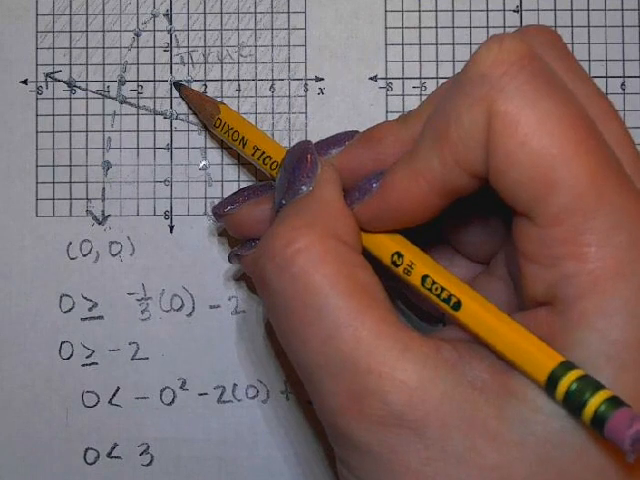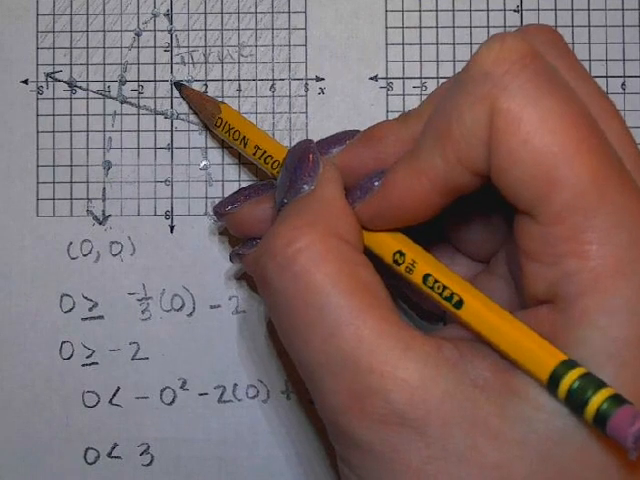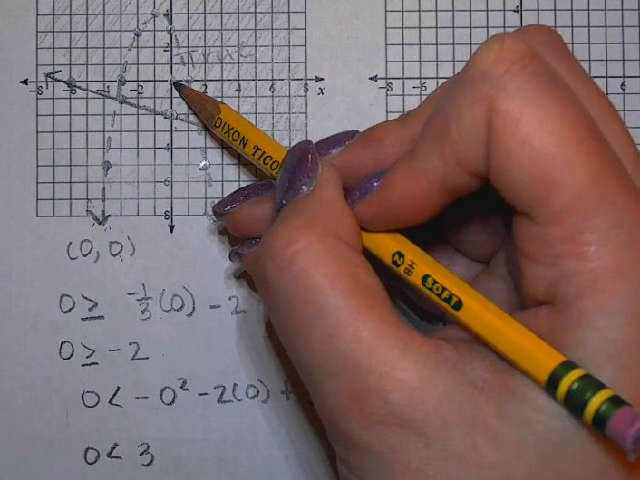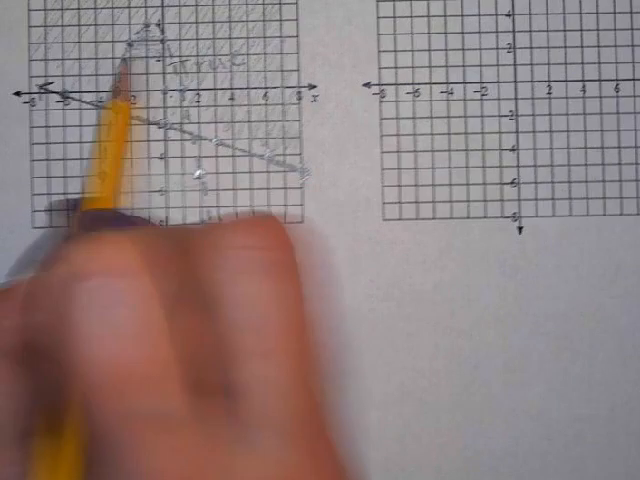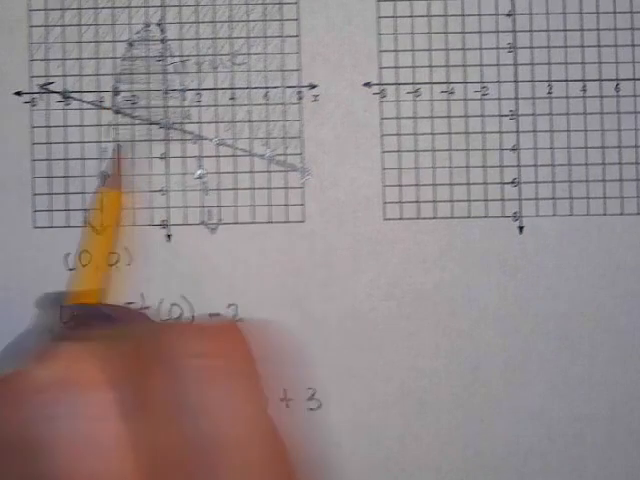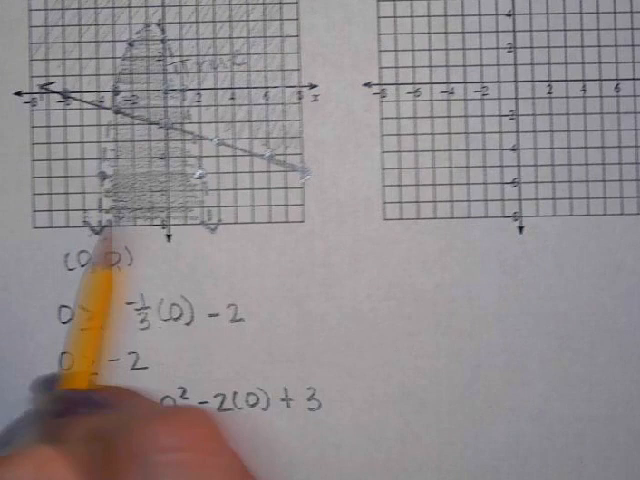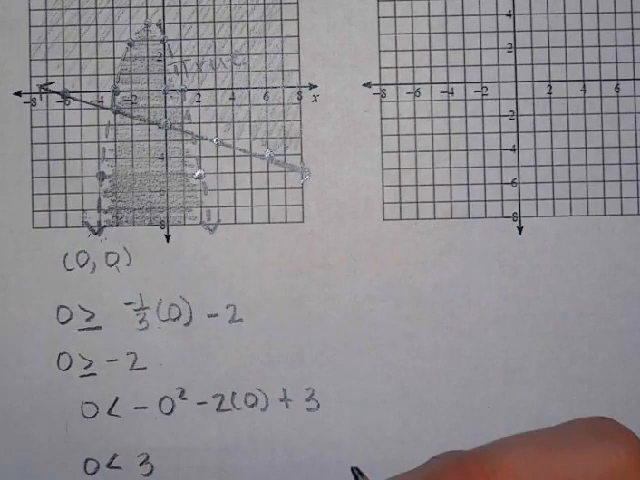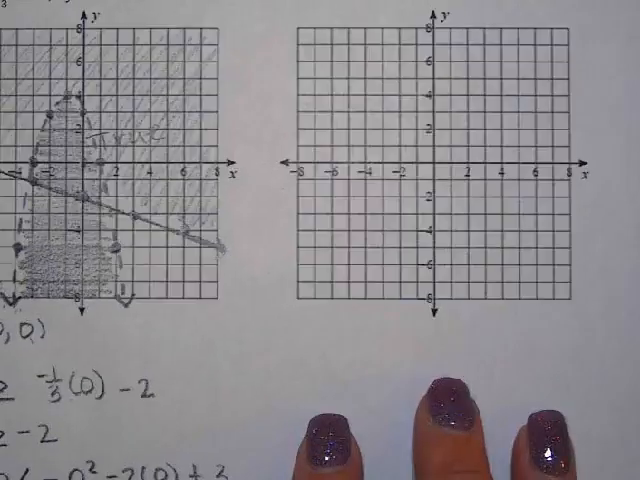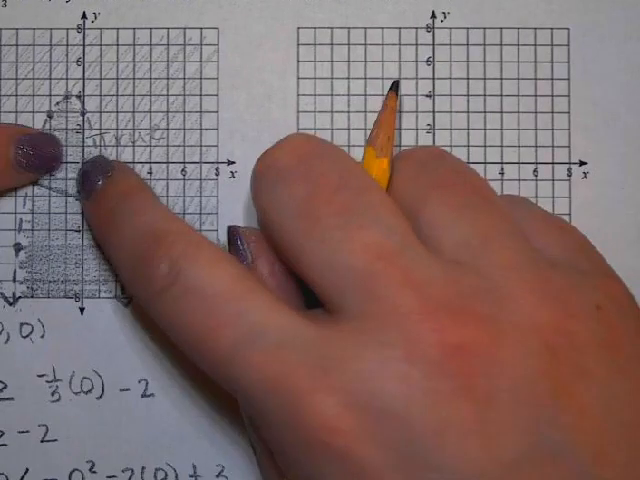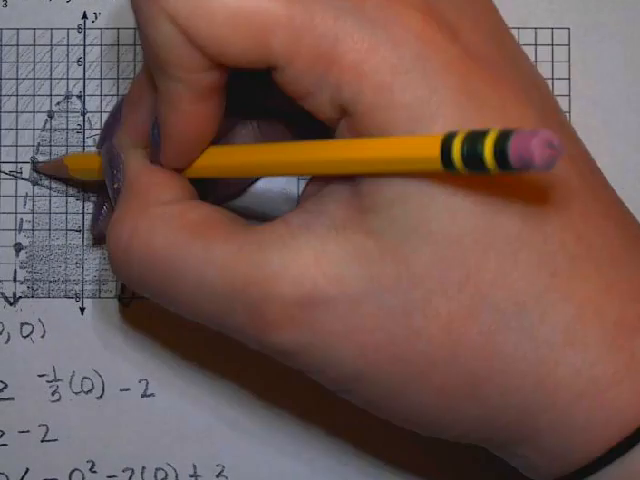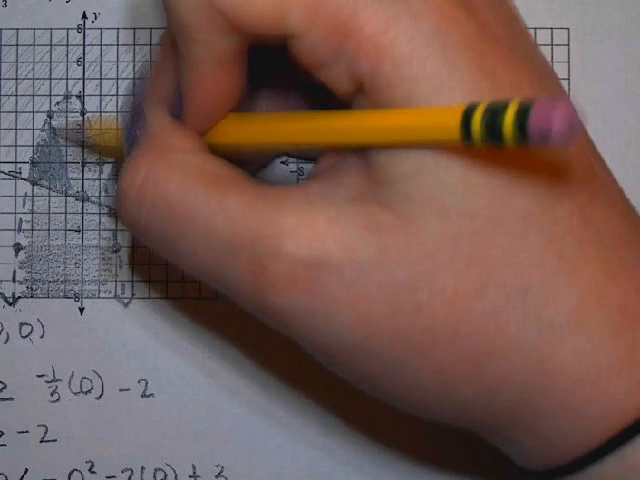So where do I shade? I shade all of inside the parabola, like this. And then for my solution, I usually go back and make it extra dark right there. So where did I shade twice? It was just this part right here. This part got shaded twice. So this is my solution right here.